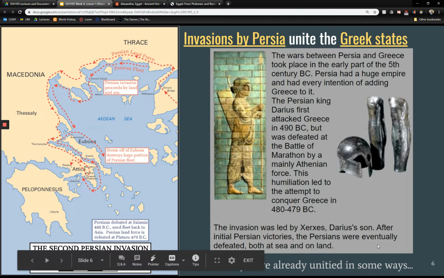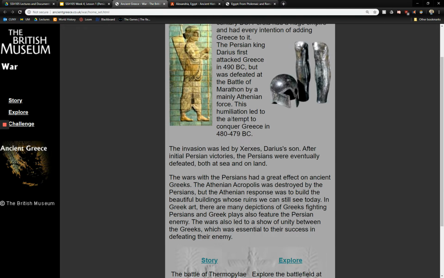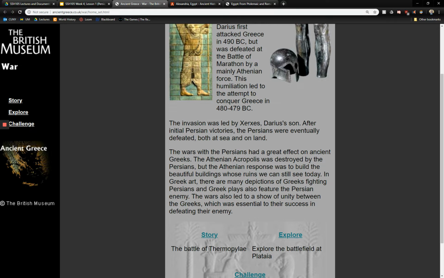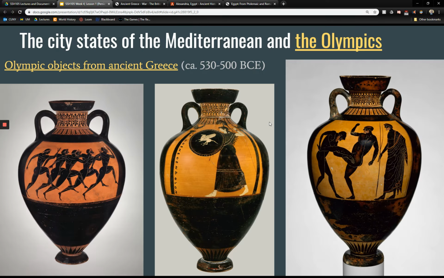And I won't read this all to you, but here are some of the details, and you have a couple of good websites here, especially this one. This is part of the British Museum. I know it's, once again, kind of an old-looking website, but it has some excellent information about the war between Xerxes and the Greeks, which is the topic of the movie 300, right? But they were already united in some ways in Greece. These states, although they had political rivalries, and some of them were quite intense, quite harsh, quite long-standing, there was still a common culture.